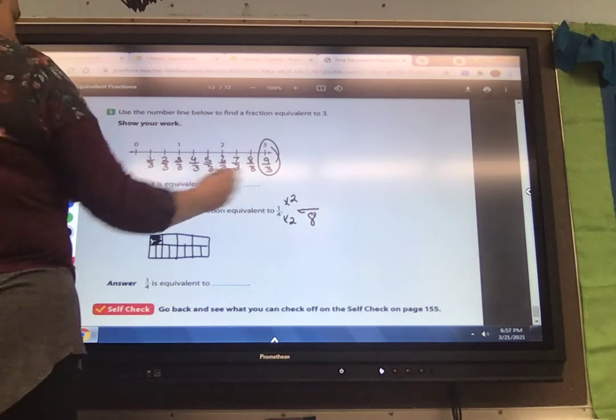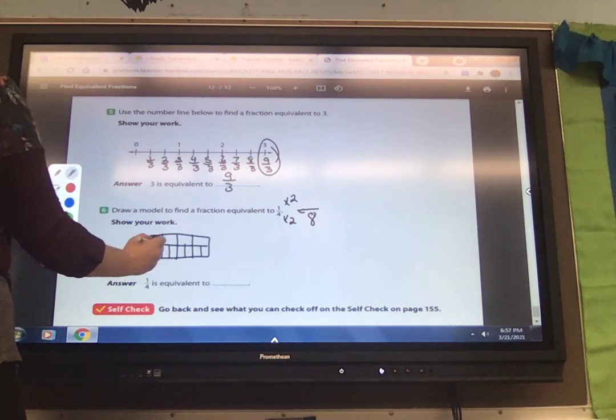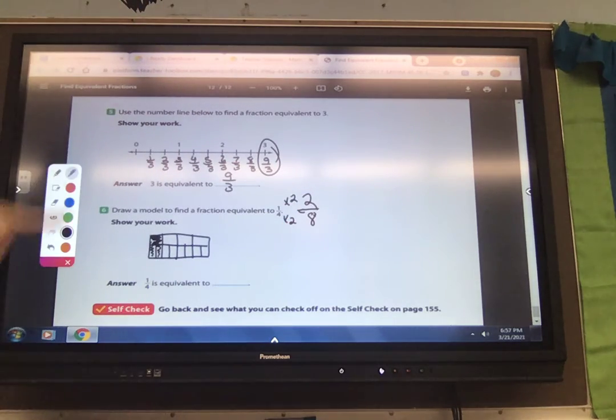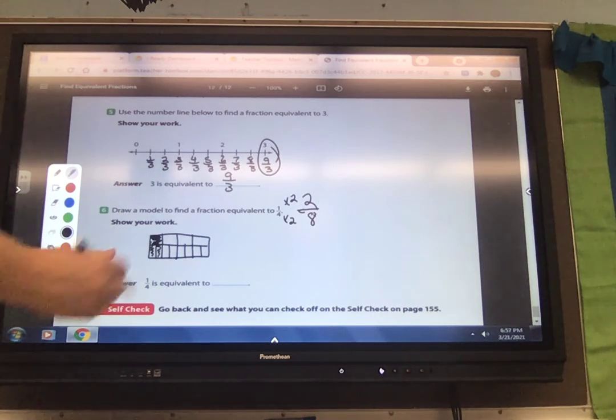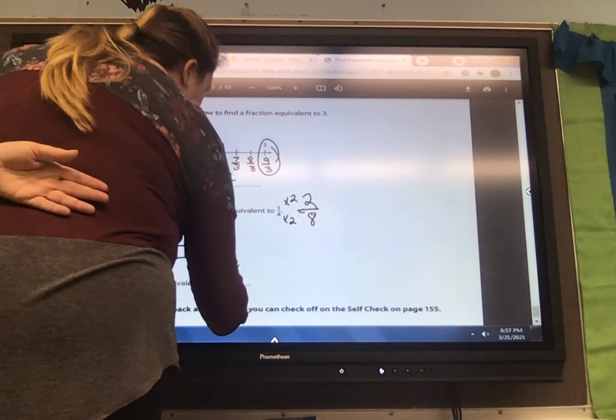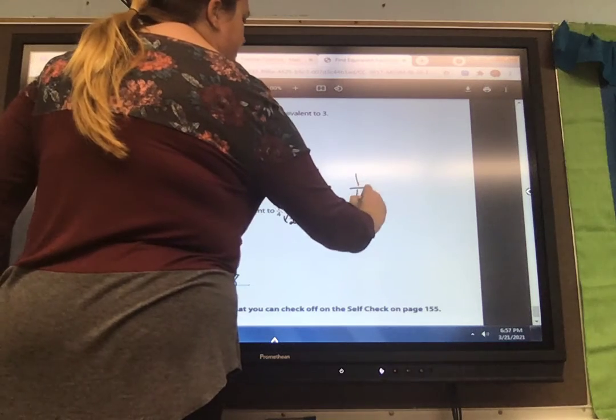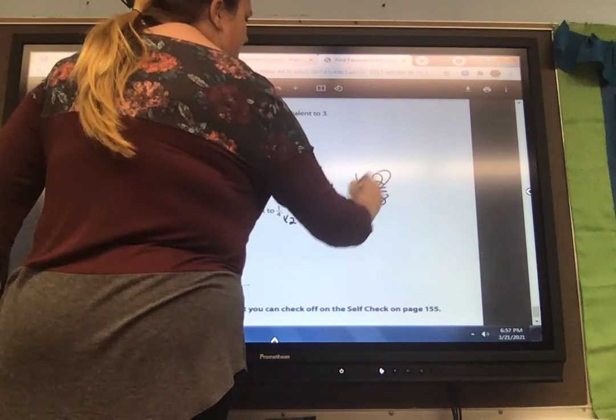So how many pieces will I need to shade? 1, 2 to make it match. Now you could have done times 3, times 4, whatever you choose. I'm going to go with 2 because it's the easiest one for me to draw. So 2/8 and 1/4, we could easily butterfly those to prove they are equivalent.